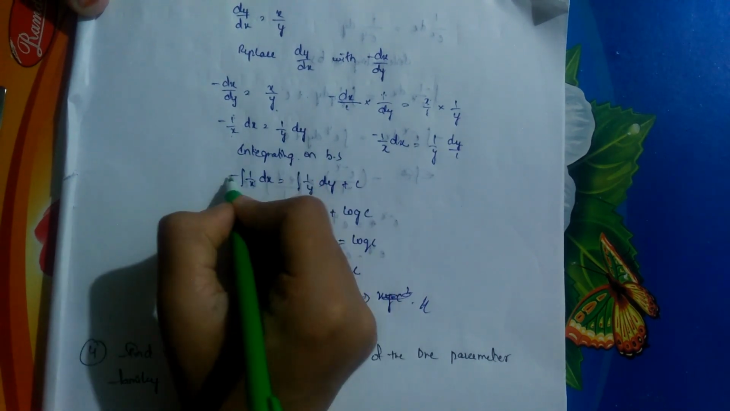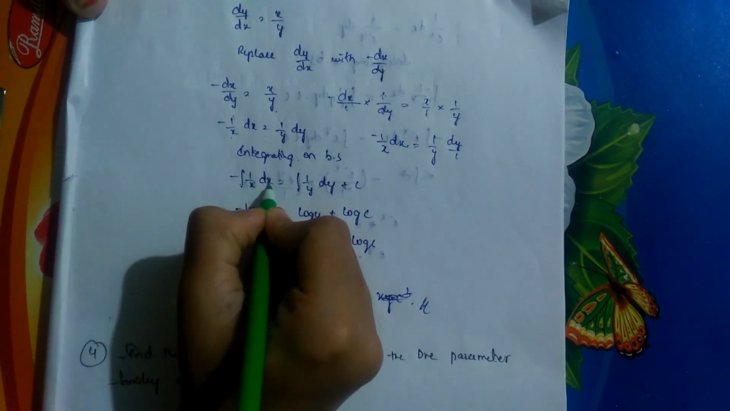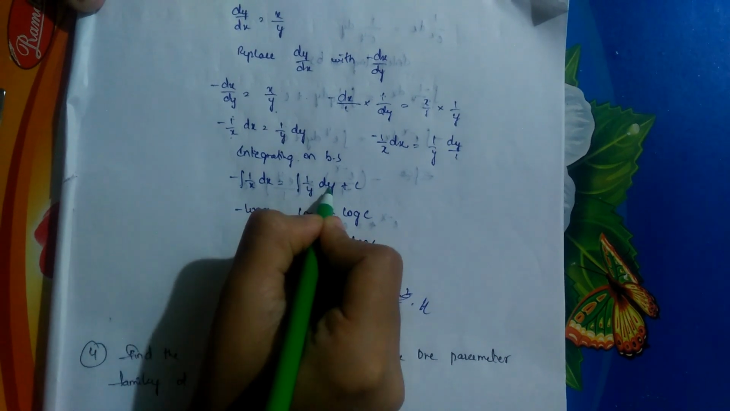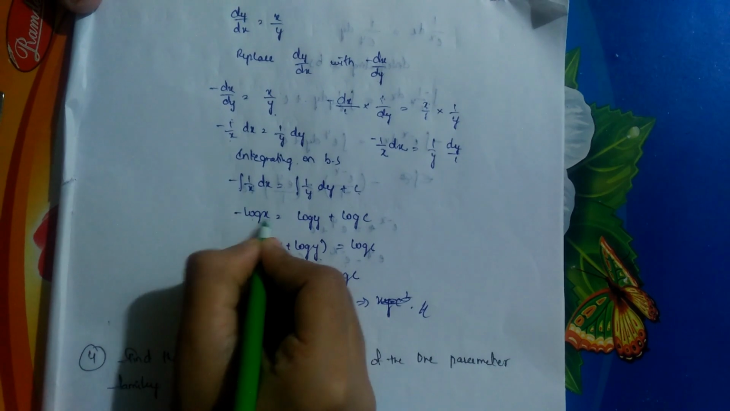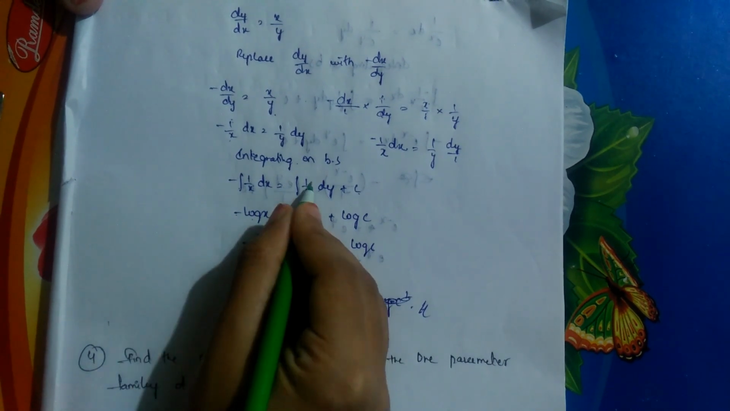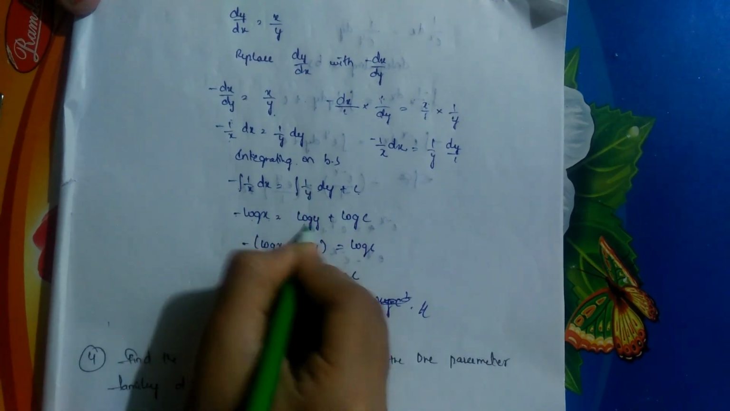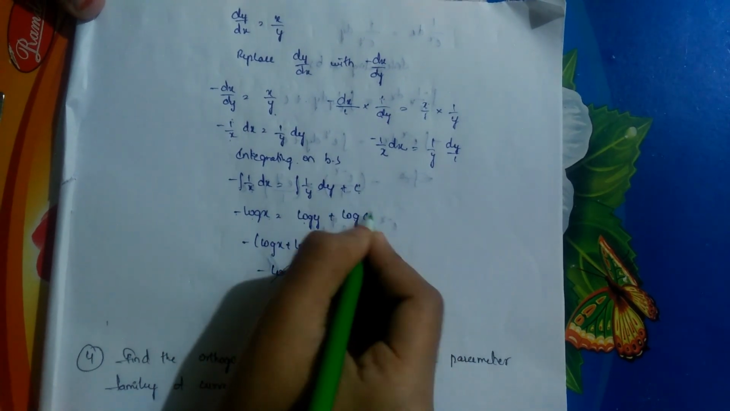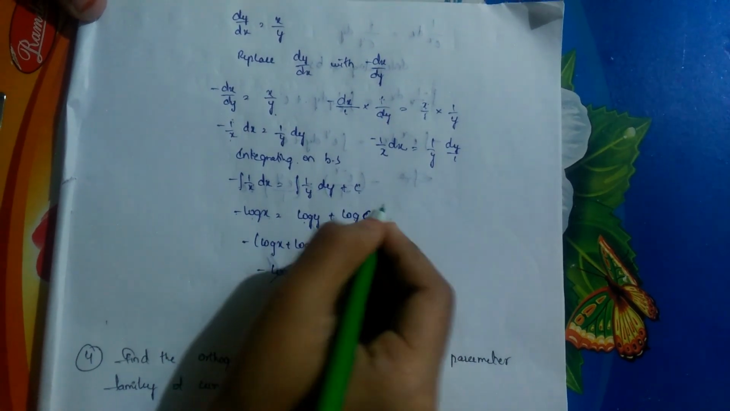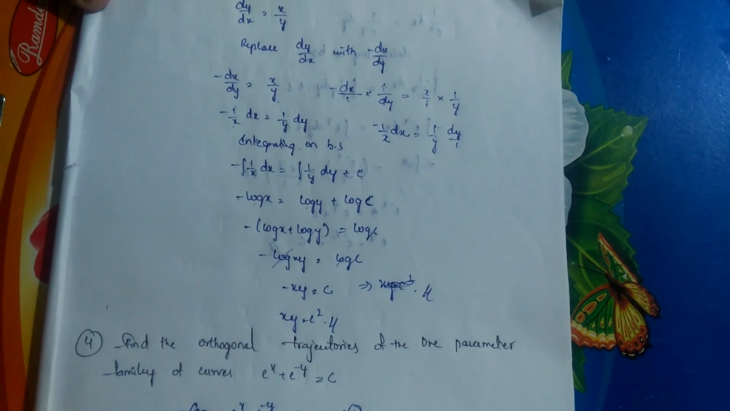On integrating, we get minus integration of 1 by x dx is equal to integration of 1 by y dy plus c. So integration of 1 by x is log x. So minus log x is equal to integration of 1 by y, which is log y, plus here also the log c. So c or log c, whatever it is, because it is a constant, we can write it any way.